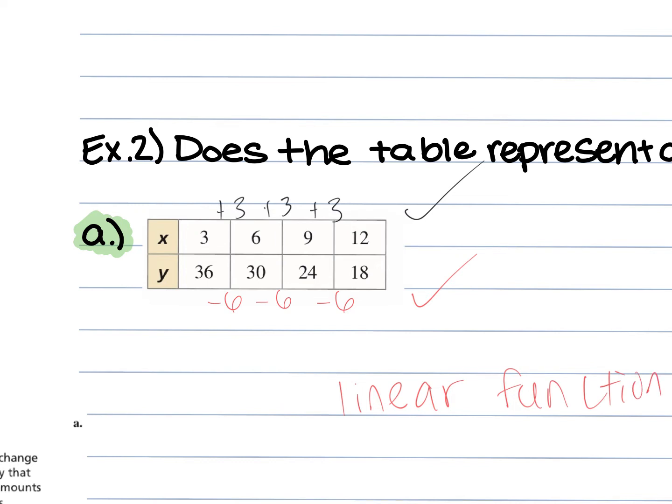Okay. Now, how do we know that it was a function before we checked whether it was linear? David? All of our x's are different. Do you guys see that? So we can label it a function. And it's linear because the rate of change was consistent. It was +3 the whole way for the x's. It was -6 the whole way for the y's.